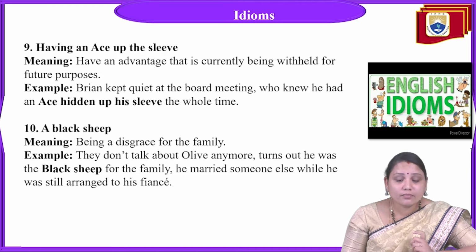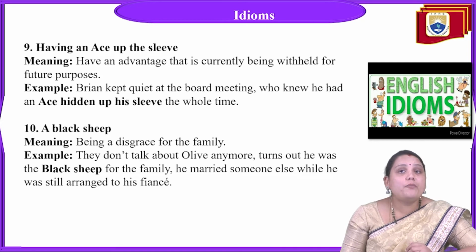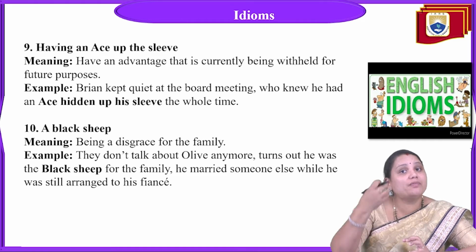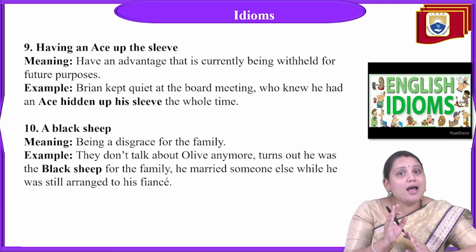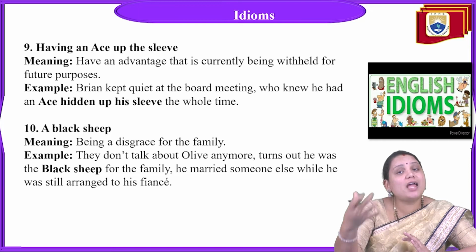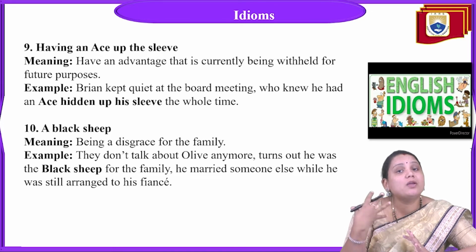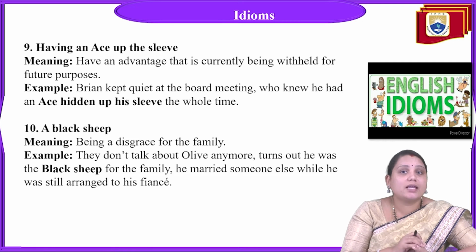Now, ninth one. Having an ace up the sleeve. The meaning is to have an advantage that is currently being withheld for the future. How are we going to put it forward in an example? Brian kept quiet at the board meeting, who knew he had an ace hidden up his sleeve the whole time. That is, some advantage is equipped with him. So, he has an ace hidden up his sleeve to reflect the gesture of hiding something very secretive. We are using this idiom here.